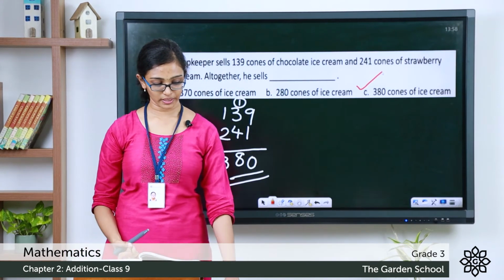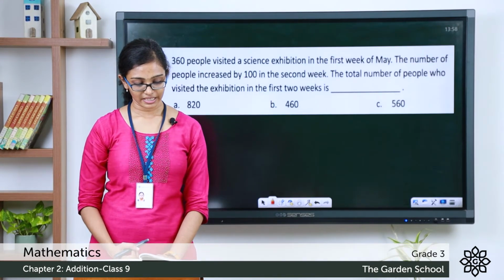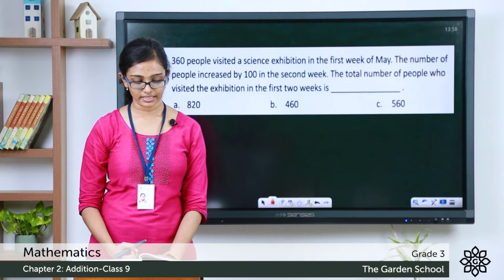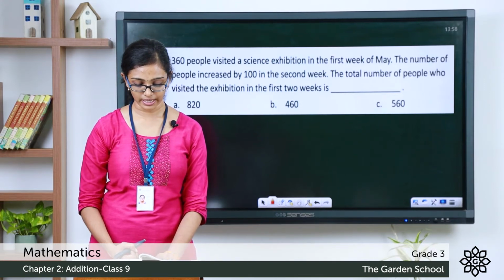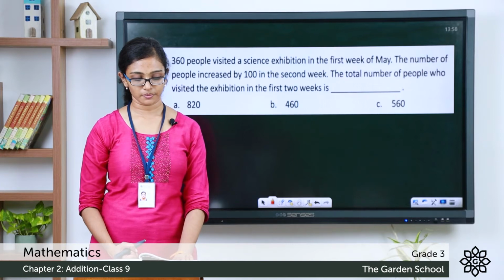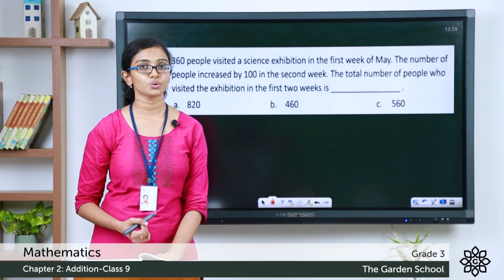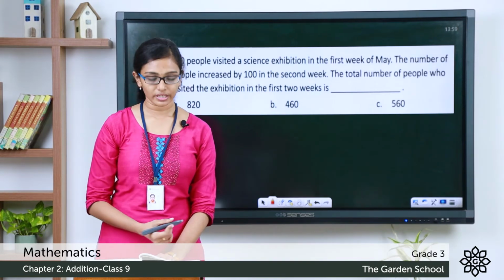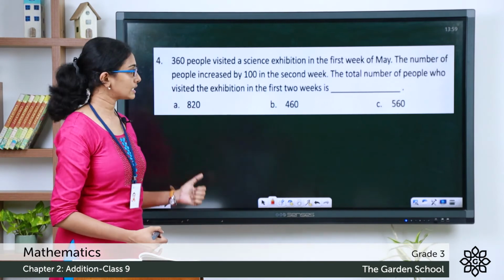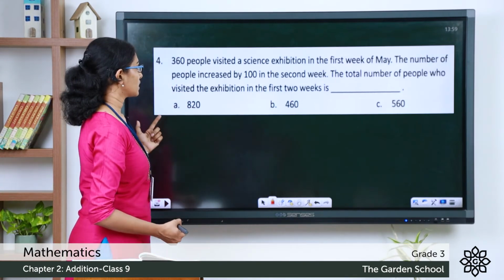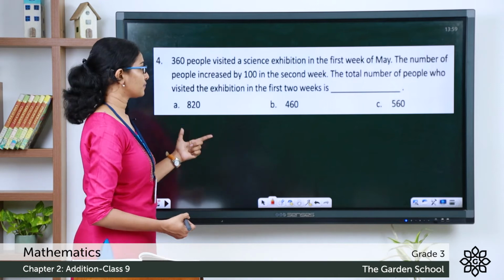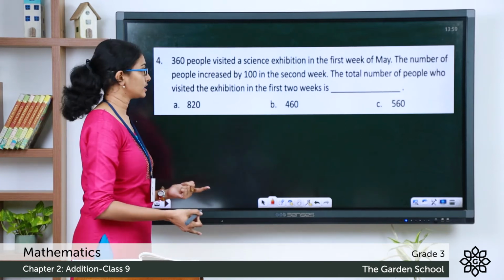Now, the fourth question. 360 people visited a science exhibition in the first week of May. The number of people increased by 100 in the second week. The total number of people who visited the exhibition in the first 2 weeks is. So here also you have a word problem. Here it is said in the question that for the exhibition, in the first week, how many people visited the place?